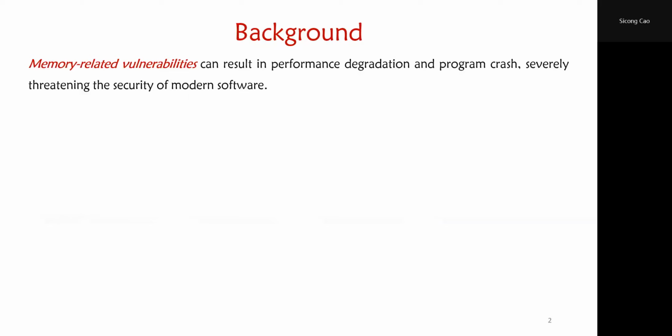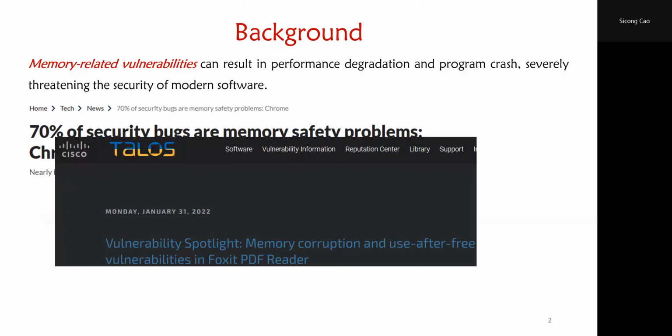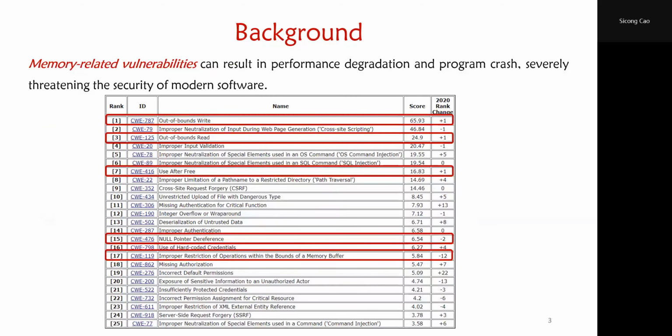As one of the most representative vulnerabilities, memory-related vulnerabilities can result in performance degradation and program crash, severely threatening the security of modern software such as Google Chrome, PDF, and so on. Recently, CWE reported the top 25 vulnerabilities in 2021. As shown in this figure, a considerable number of vulnerabilities are related to memory security, so timely detection of potential memory-related vulnerabilities in projects is particularly important.